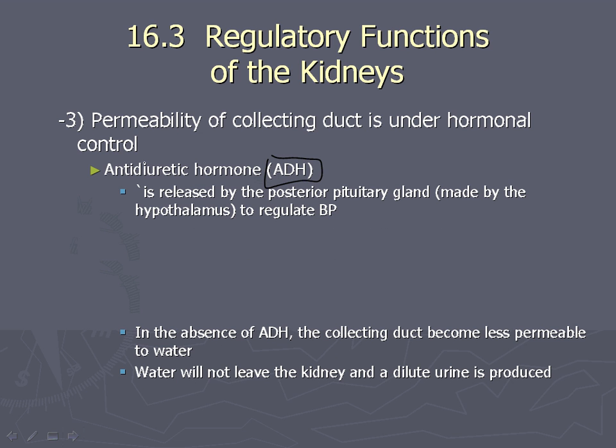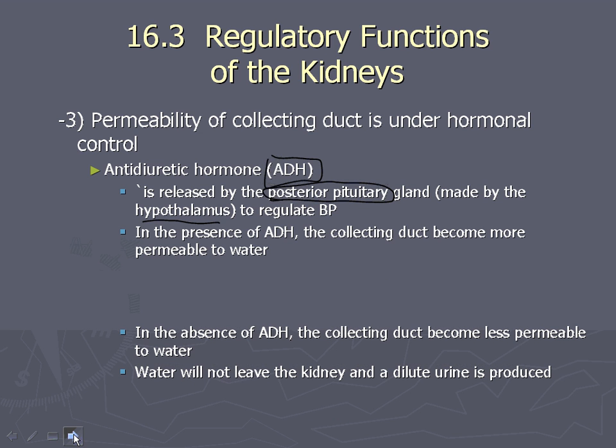So this ADH, this antidiuretic hormone, is released by the posterior pituitary, and as we know, things aren't made in the posterior pituitary, it's just the holding cell. So this one, as well as the oxytocin, is made by the hypothalamus, and it's meant to regulate the blood pressure like we were saying.